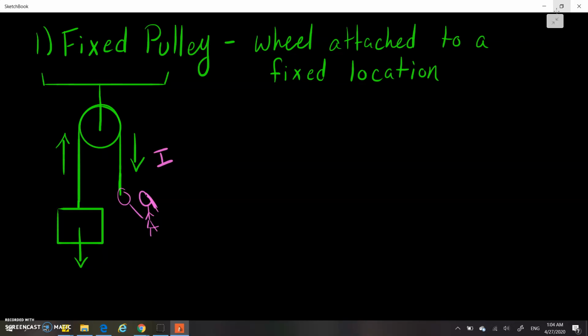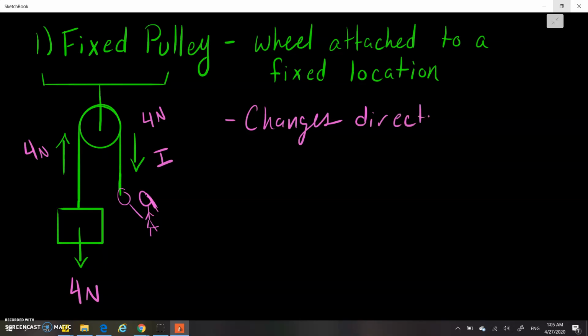And so the tension that is pulling down on this side of the rope is also on the other side. Let's say I am lifting a box that is 4 newtons. When I pull down on this rope, I'm going to pull down with a force of 4 newtons, and so when it pulls up on the other side, it's going to pull up with the exact same force. So when we're looking at a fixed pulley, it changes the direction, but not the size of the input force.